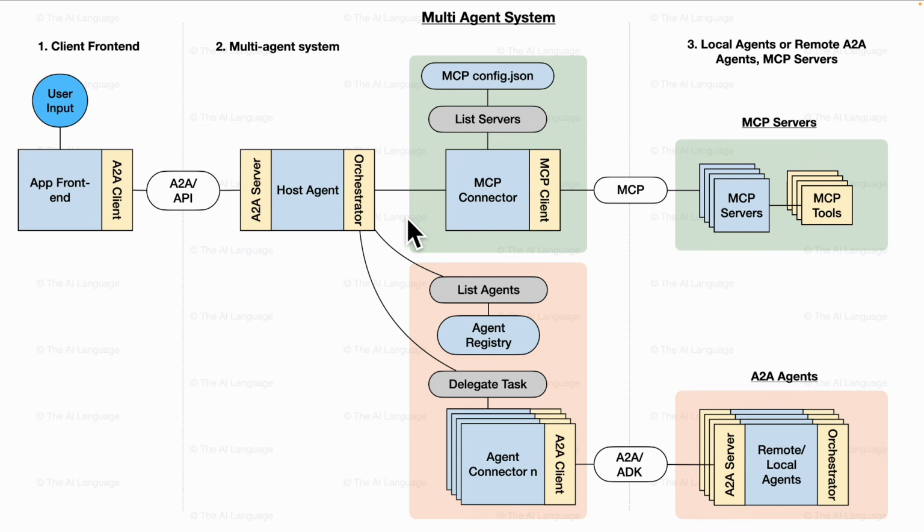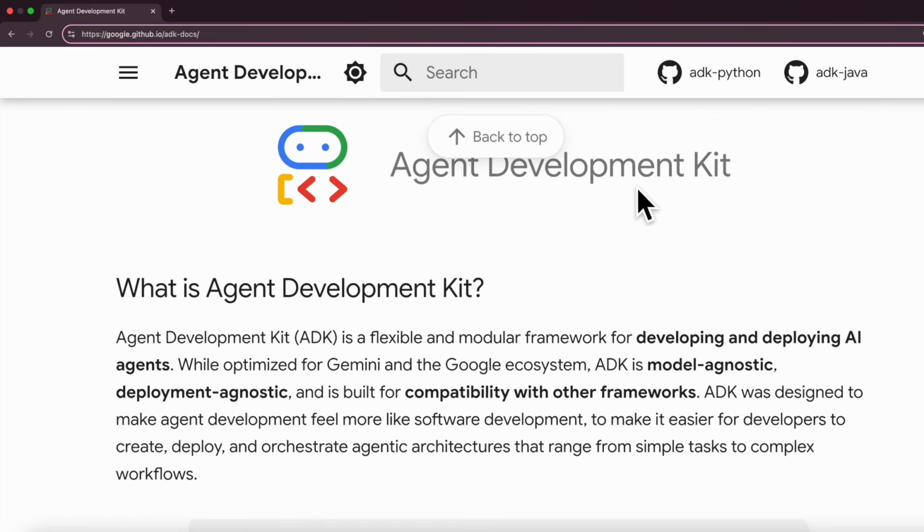Also, voice or video interactions from one agent to another agent or user increases this entire complexity, and not being able to handle all these prompts, integrations, and interactions makes the performance of this agent system unpredictable. So what is the solution? The solution is ADK. ADK is designed to make agent development feel like software development, to make it easier for developers to create and deploy and orchestrate agentic architectures that range from simple tasks to complex workflows.